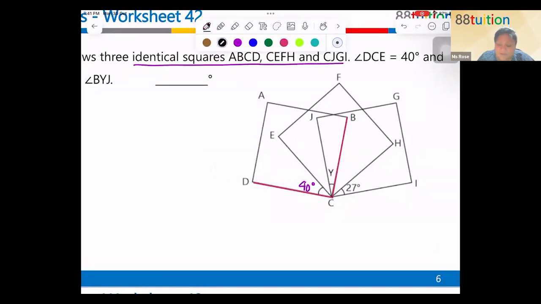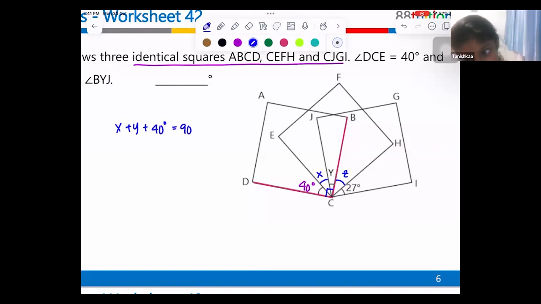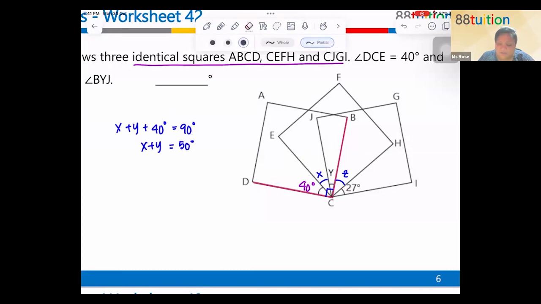So what I'm going to do now, for you to see this clearly, is label this as X, this as Y, and this part as Z. Okay, now, can you see that this is 90 degrees? That means X plus Y plus 40 is equal to 90 degrees. Can you all see this? So that means X plus Y is equal to 50 degrees.